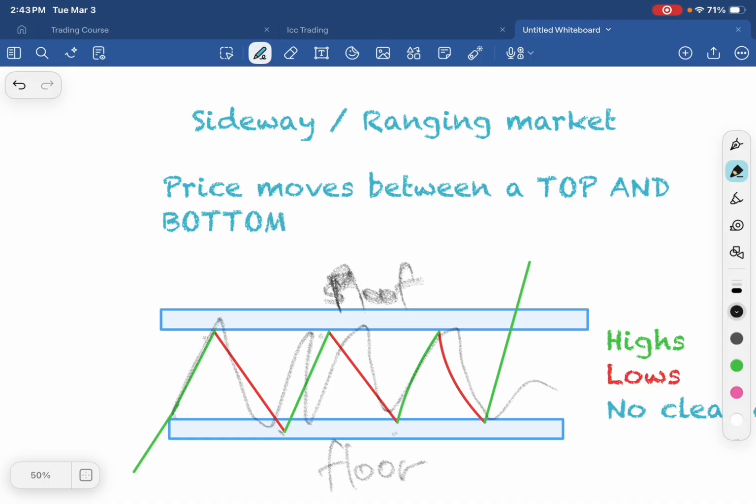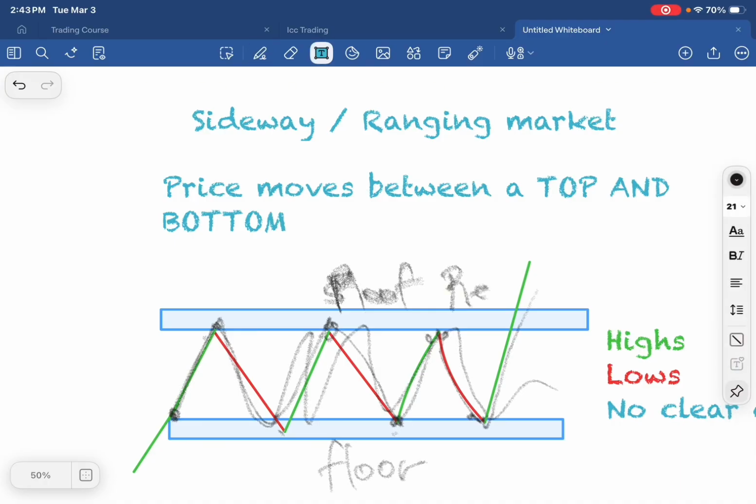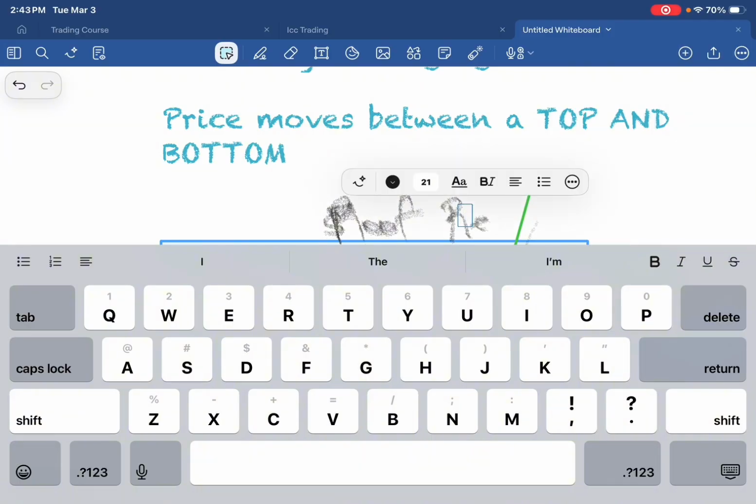And you have a ball, it bounces. It comes back to the floor, then it goes back to the roof, then it comes back to the floor, then it goes back to the roof, and it comes back to the floor, to the roof. So we call this resistance.